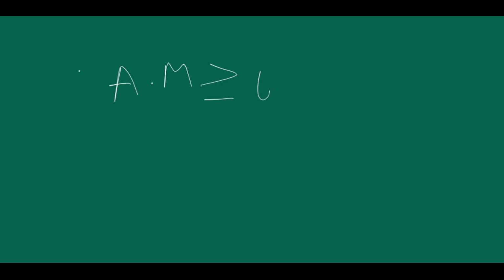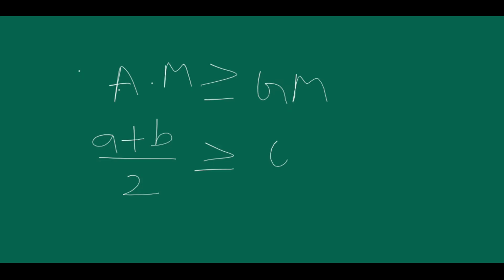Arithmetic mean is always greater than or equal to geometric mean. If we take the arithmetic mean of two numbers A and B, (A plus B) by 2 is greater than or equal to GM. GM is the root of AB.